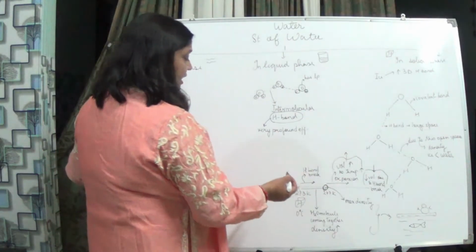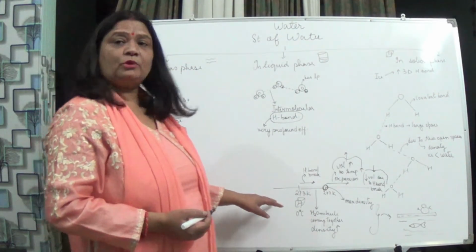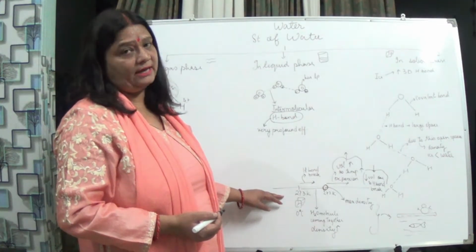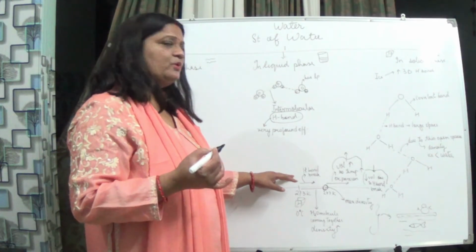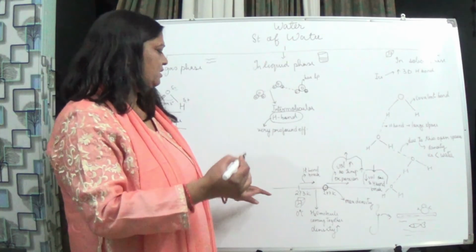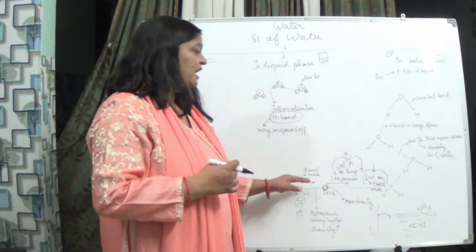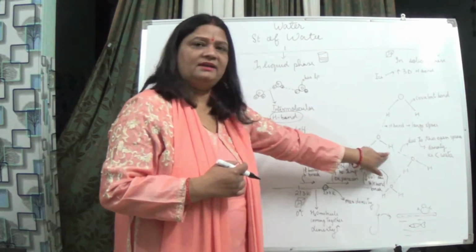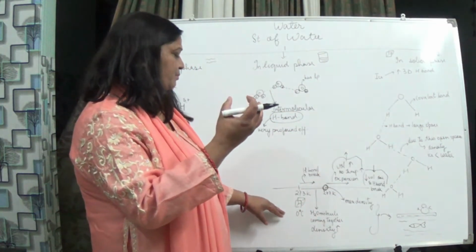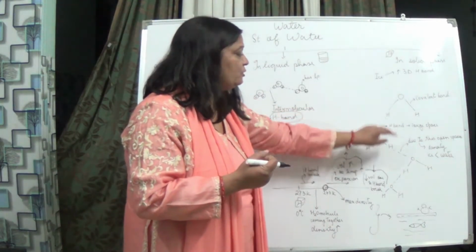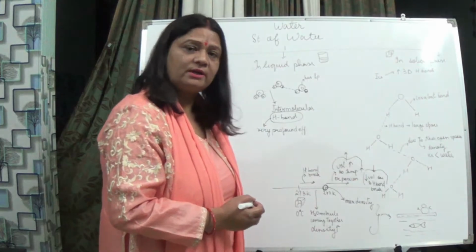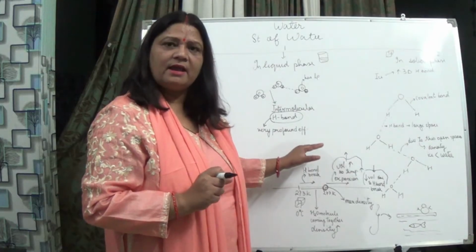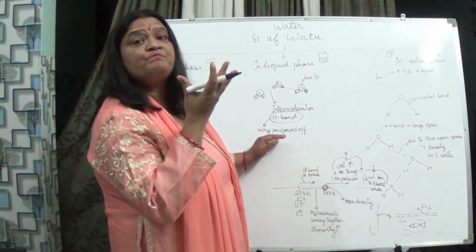Actually, at 273 Kelvin, or 0 degrees Celsius, the water is present in the form of ice. But now suppose the temperature is increased by 1 or 2 degrees. If it is increasing, this bond starts breaking, and as a result the H2O molecules start coming near to each other. When they come near to each other, the space is less, isn't it? And as a result, the density will become more.